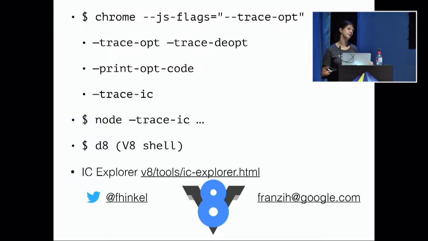If you use D8, you have the advantage that you don't get the overhead of things that happen in the browser or things that happen in Node before your function actually starts up. And if you want to explore your inline caches, the IC Explorer is distributed with the V8 source code. There's a link to it.